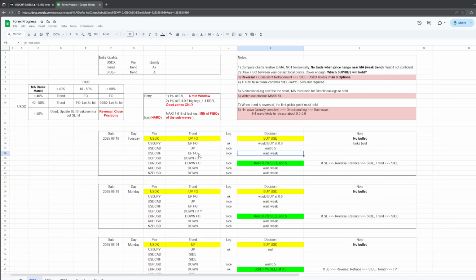Let's write it down. USD Swiss franc trend is up. The size is nice, and our decision is to wait for the 50% retracement.